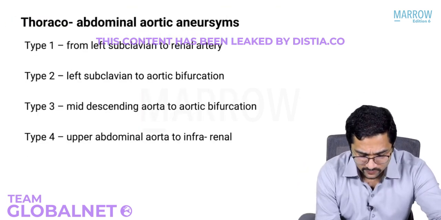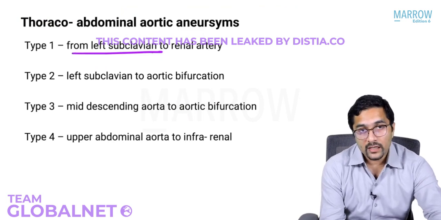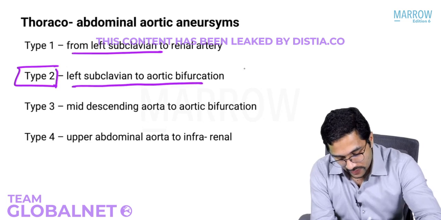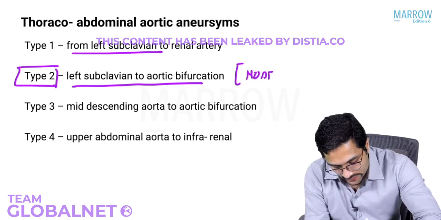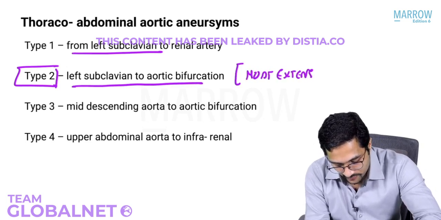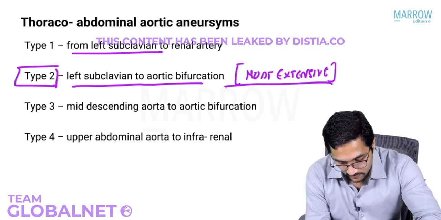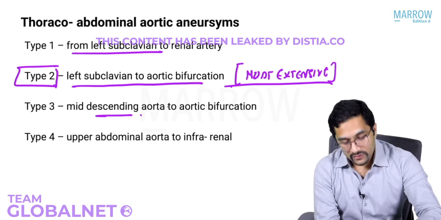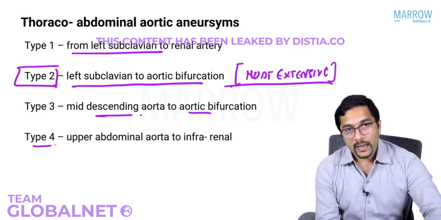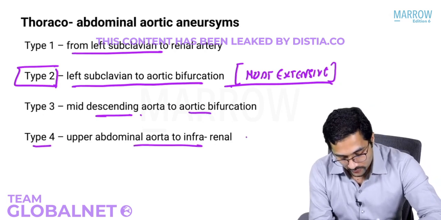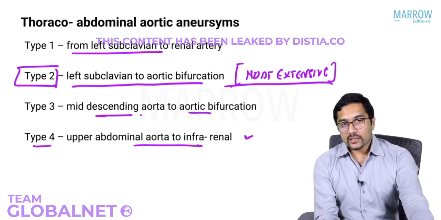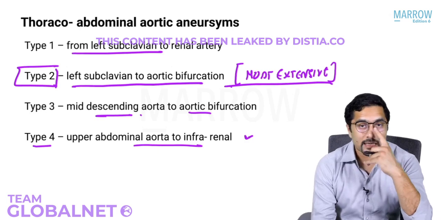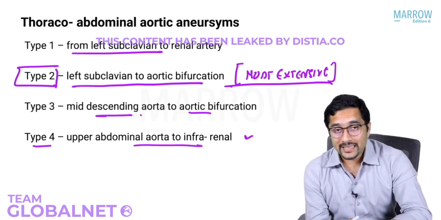Type 1 extends from left subclavian to renal artery. Type 2, I told you, is from left subclavian to aortic bifurcation, and this is the most extensive aneurysm. Type 3 is mid-descending aorta to aortic bifurcation, and type 4 is upper abdominal aorta to infrarenal. Okay, so these are the 4 types, and type 2 is the most extensive. Again, we have to carry out a graft repair in these patients.